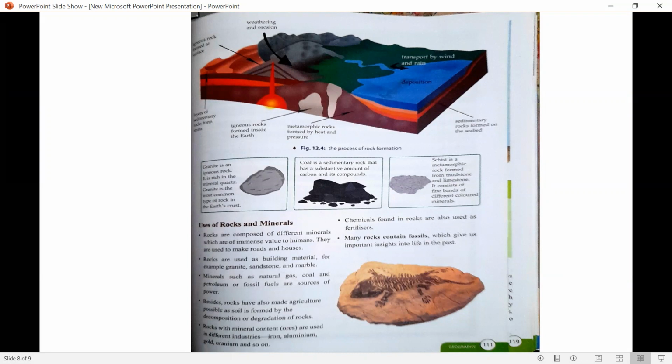Now, rocks with mineral content, such as ores, are used in different industries, like iron, aluminium, gold, uranium, and so on. Chemicals found in rocks are also used as fertilizers. Many rocks contain fossils which give important insights into life in the past.